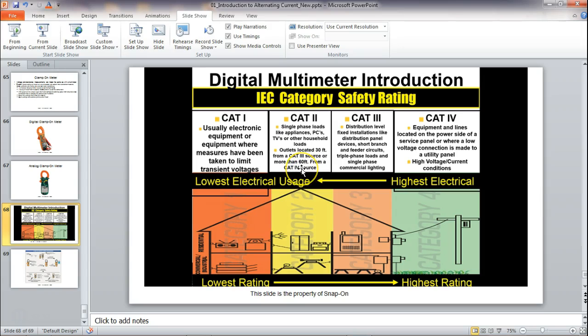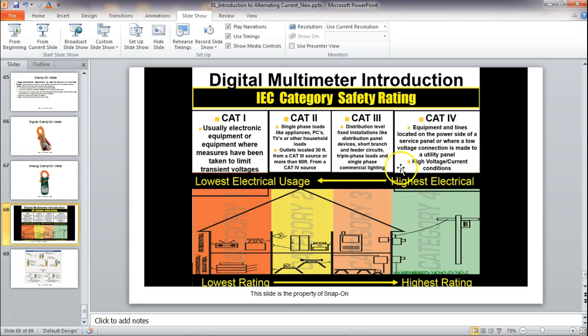Or if we're within 60 feet of a Cat 4 source, we can't use a Cat 2 meter. So we can use it on single phase, but if it's close to a distribution, we're not supposed to use a Cat 2 meter. A Cat 3 meter is on this side, and it does not specify how close you are to a Cat 4 source. Does that make sense? I hope so.